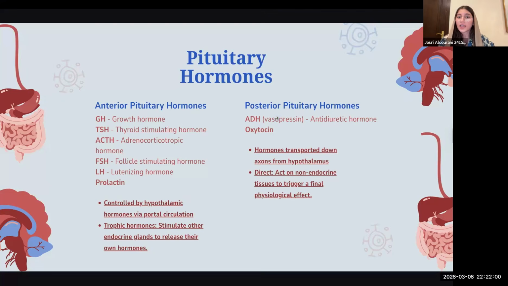It's much simpler. We have ADH or vasopressin, and this is antidiuretic hormone, and we have oxytocin. Unlike the anterior pituitary, these don't have a portal system. They're just directly transported down from the hypothalamus through axons to the posterior pituitary, and these act directly. They don't go cause any other glands to release their own hormones. No, they just go and they act on a non-endocrine tissue, and they just trigger a final effect. They act directly, and anterior pituitary hormones are trophic hormones.